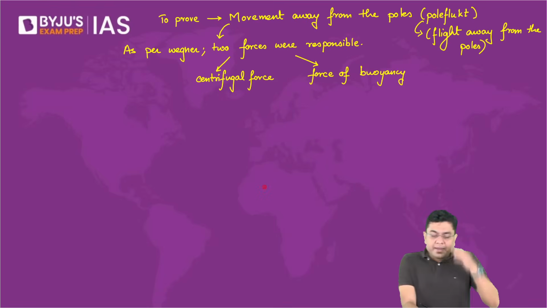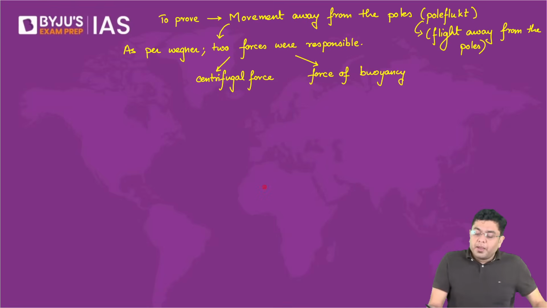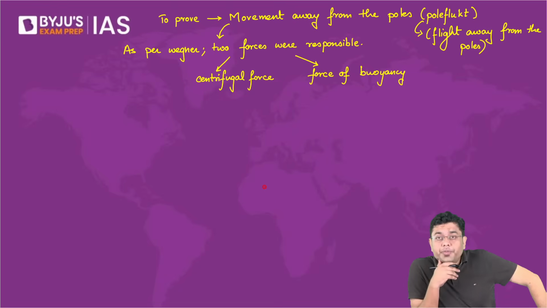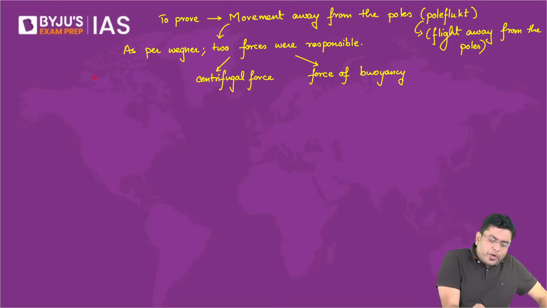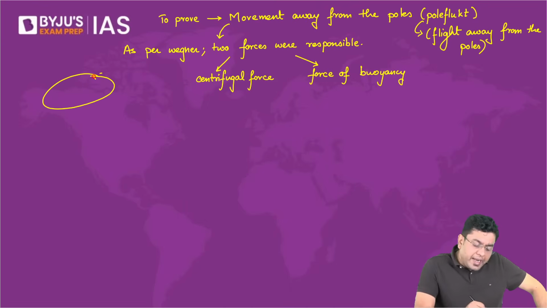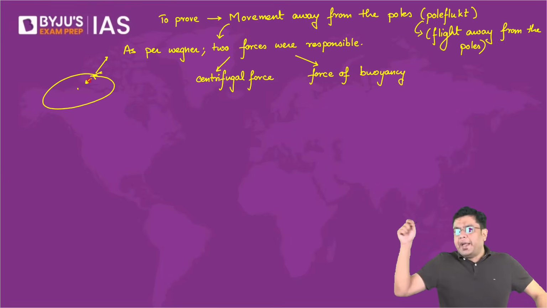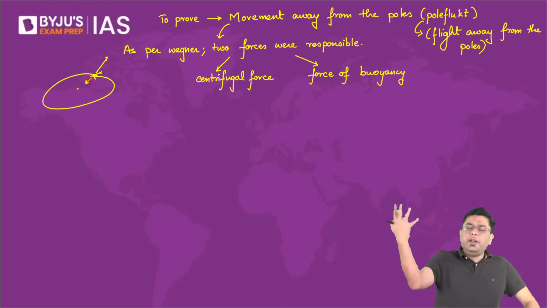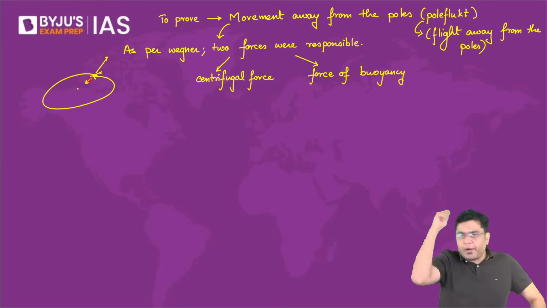Okay, now here, what is this centrifugal force? Whenever an object is rotating in a circular motion, or any kind of motion around a center, that object experiences a force away from the center and towards the center as well. For example, take a ball tied to a string, or any kind of material tied to a string, and try rotating it with your hands.